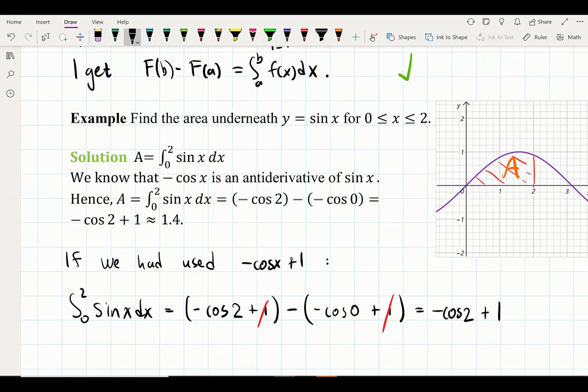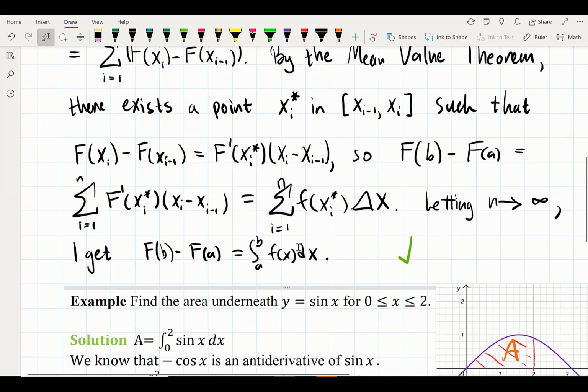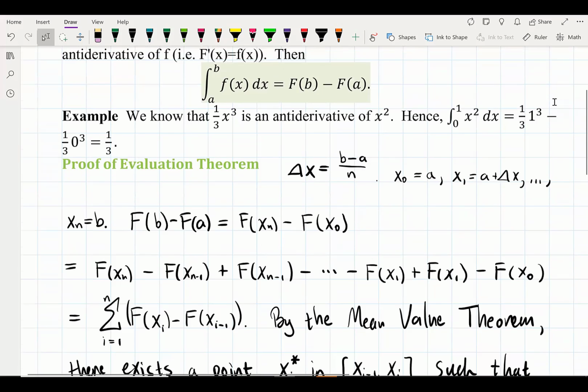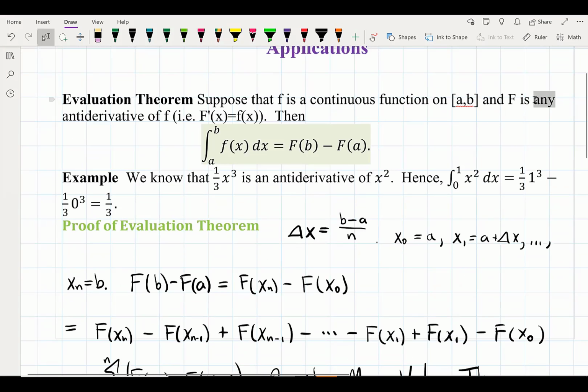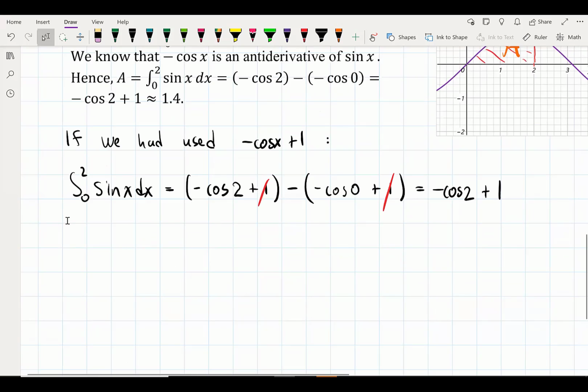So that's why in the evaluation theorem, I said any antiderivative. Any antiderivative will work. We already learned previously that any 2 antiderivatives differ by a constant. But when you end up subtracting the function at one end from the value at the other, that constant just goes away. Okay, thank you so much. Yeah, excellent question.